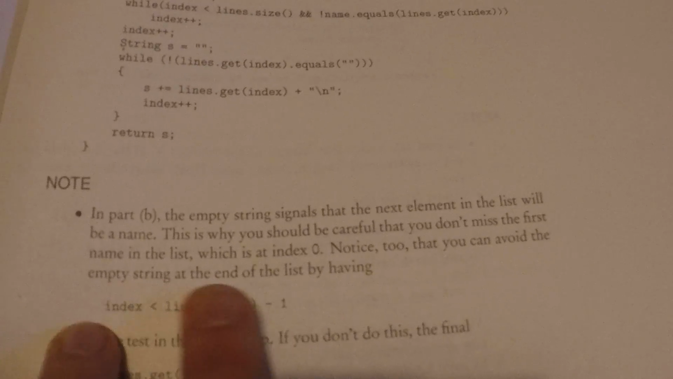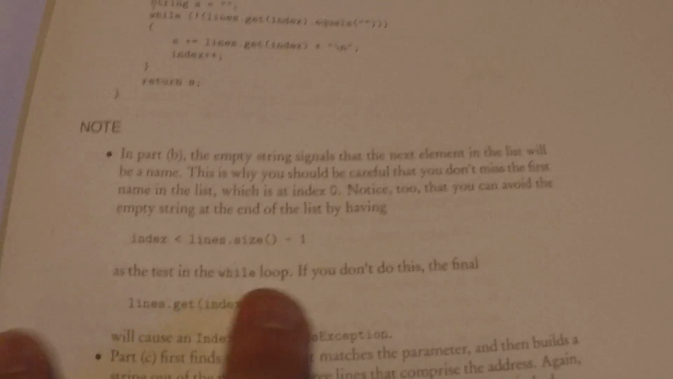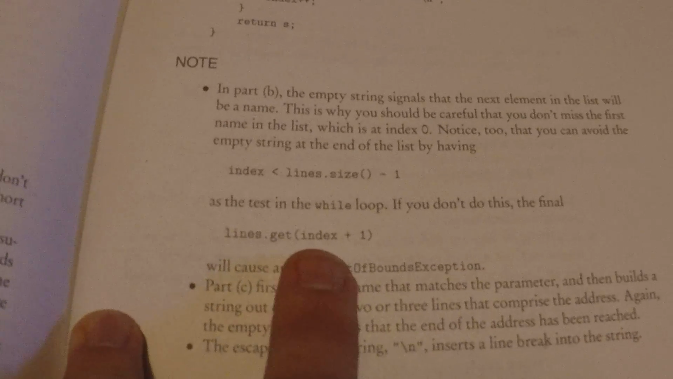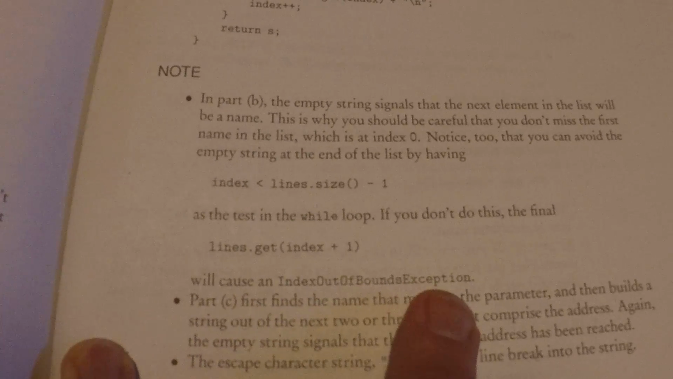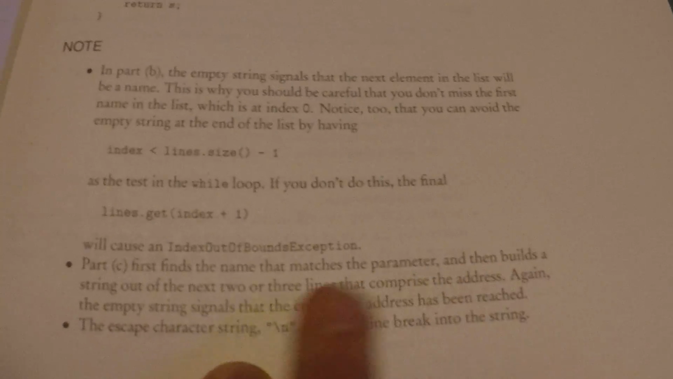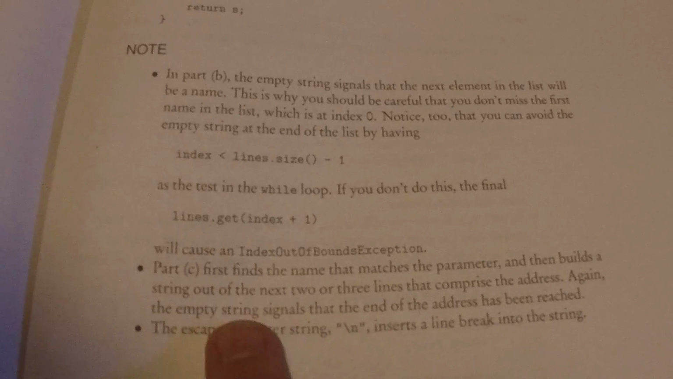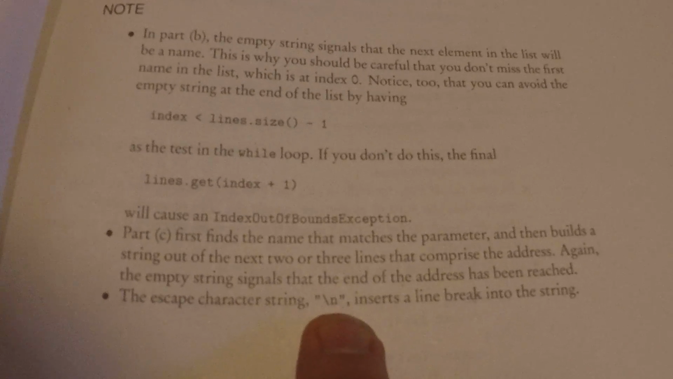Notice too, you can avoid the empty string at the end of the list by having index less than lines.size() minus 1 as a test in the loop. If you don't do this, the final will cause an index out of bounds exception. Part C first finds the name that matches the parameter and then builds a string out of the next 2 or 3 lines that comprise the address. Again, the empty string signals the end of the address has been reached. The escape character sequence \n inserts a break into the string.